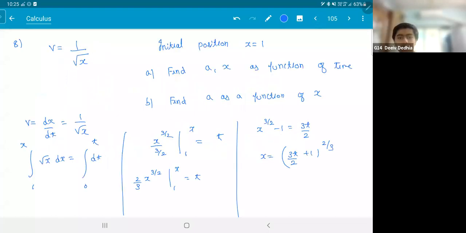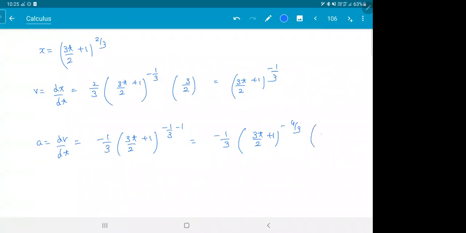Sir, we need to multiply by 3 by 2, right? You're right, I forgot.